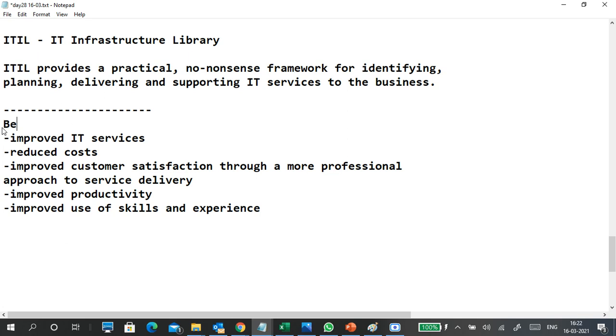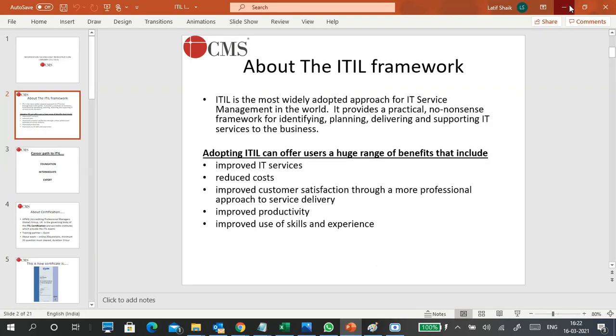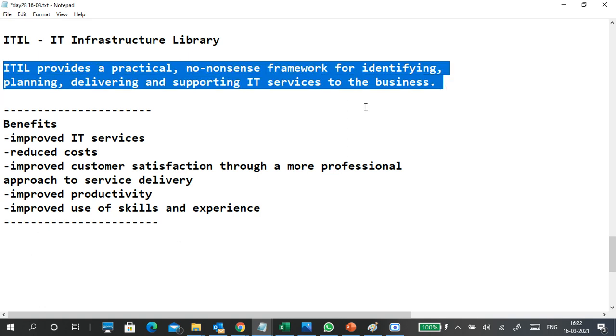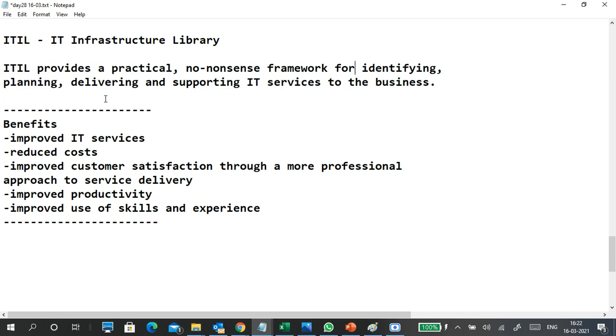So these are the benefits of ITIL. These are answers. What is ITIL? Identifying, planning, delivering, and supporting IT services. What is ITIL? This is a question, again repeating. ITIL means IT Infrastructure Library. ITIL provides a practical, no-nonsense framework for identifying, planning, delivering, and supporting IT services to the business.